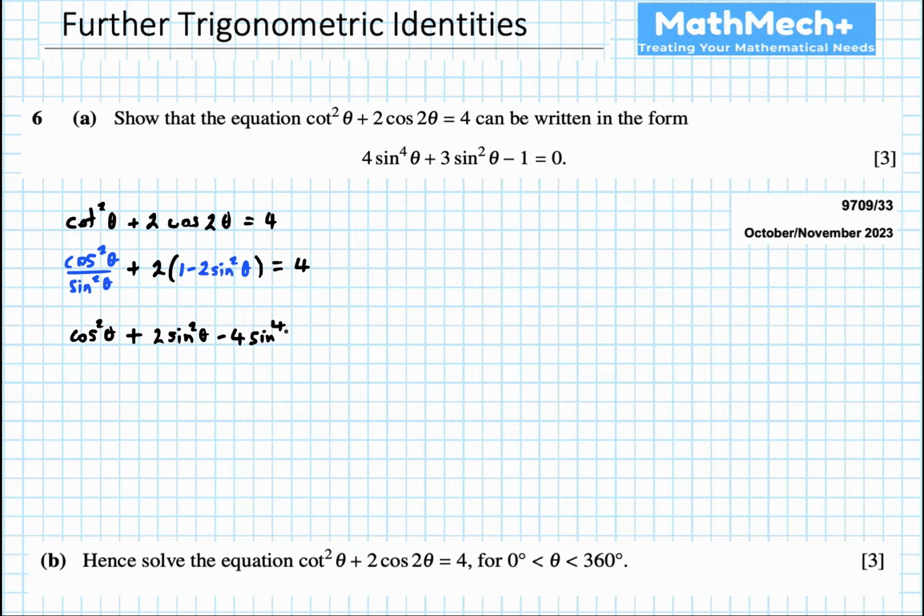So we're just rewriting that there, and I'm multiplying across by sine actually. So multiplying everything by sine squared theta underneath. Okay? From here, we're getting closer. I can see that we have a 4 sine to the power of 4.